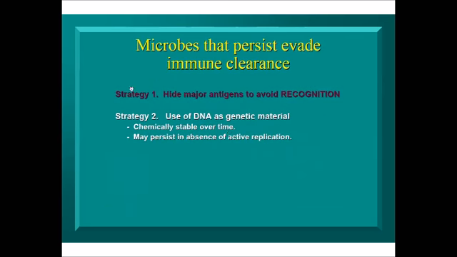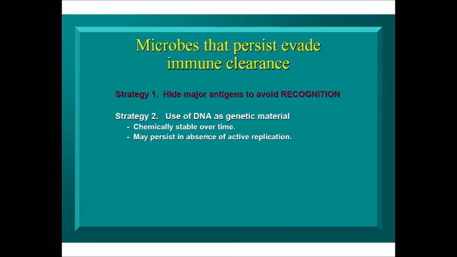All right, so basically first strategy, hide your antigens as well as you can from the perspective of the microbe. That's really going to mess up the immune system's ability to rapidly clear the infection. Second strategy is use DNA as your genetic material. That is, almost all the infectious agents that persist in our body use DNA as their genetic material for one very simple reason. DNA, unlike RNA, is incredibly stable. It lasts for years and years and years.